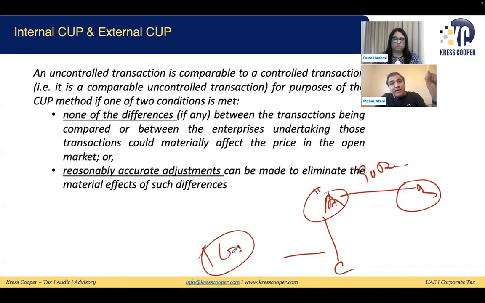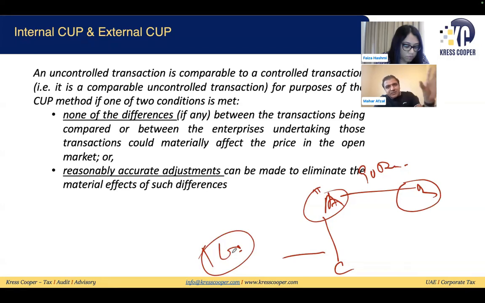So I use the words under similar circumstances. If everything is the same, the price should be the same. Again, quantity, volume, discount, Incoterm, payment terms, nature of the goods, delivery term, A, B, C, D: if everything is the same, then whatever price A is charging to B, in principle the same price should apply to A and C as well. Whatever price A is charging to C, A would have charged the same price to B as well. But if there is any difference, we need to make the adjustment.